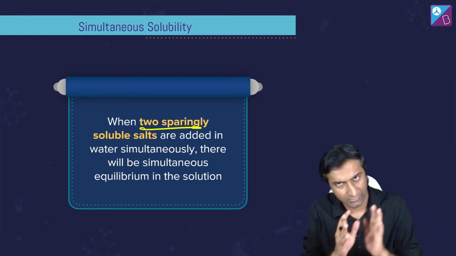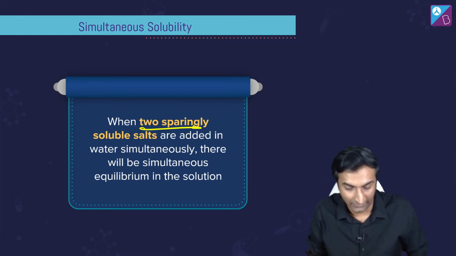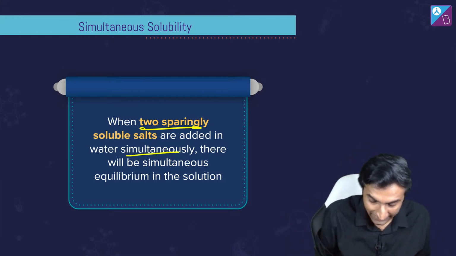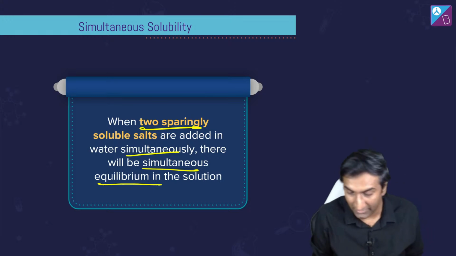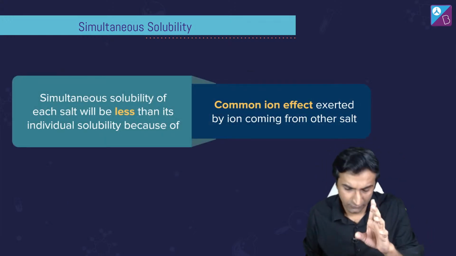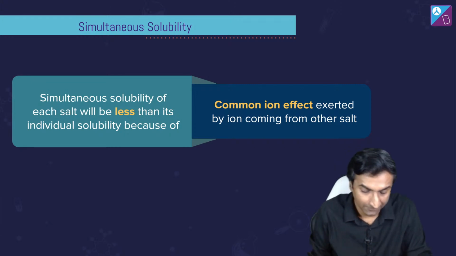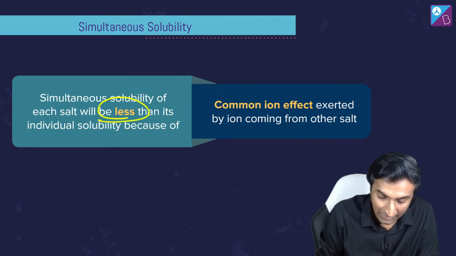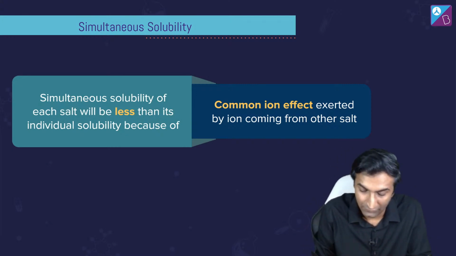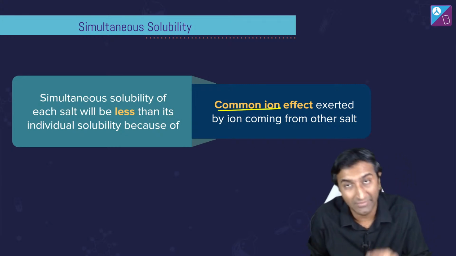So let's focus. Let's build up from the basics. If you have two sparingly soluble salts, just talk about two. दोनों मैंने पानी में ऐड किए. There will be simultaneous equilibria of both of these. Okay, simultaneous मतलब कि we'll talk about it. Quickly we'll talk about it. Because of the simultaneous equilibria, जो solubility of दोनों salts will be lower than its individual solubility क्योंकि of this common ion coming from the other salt.